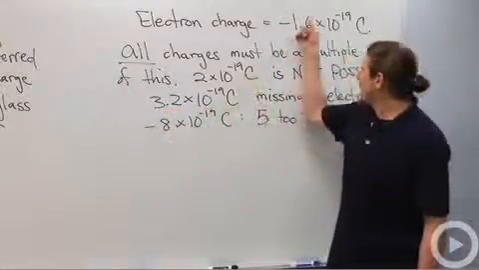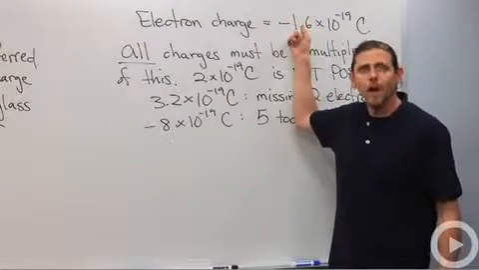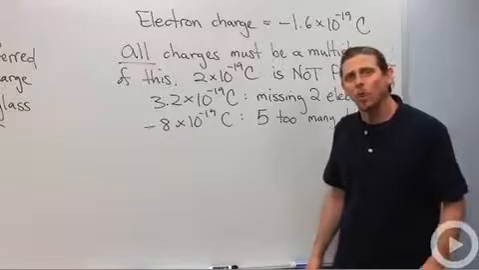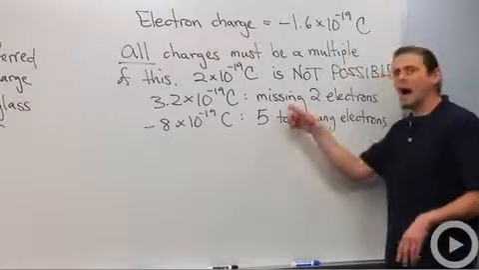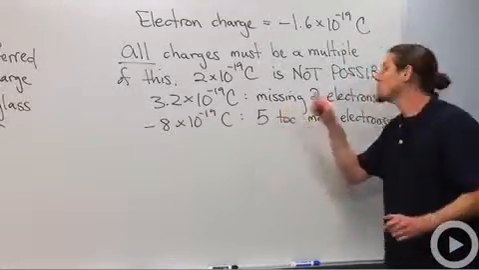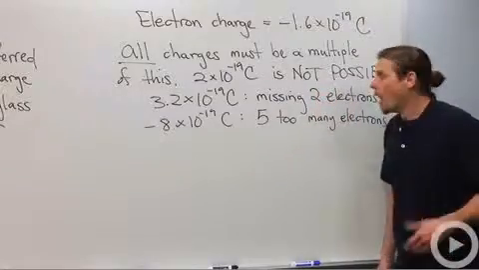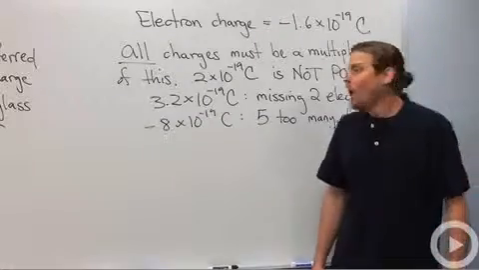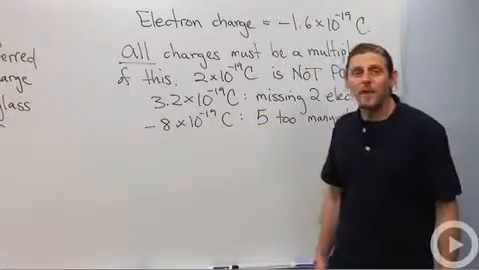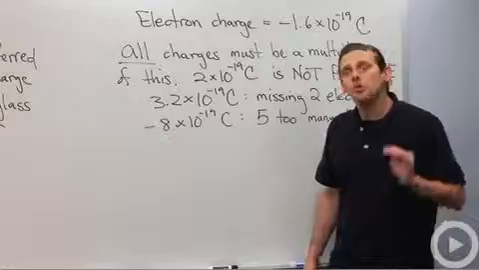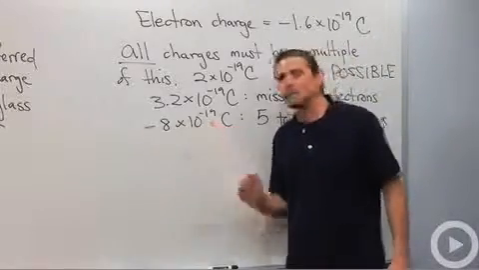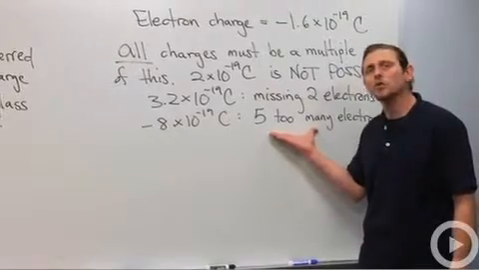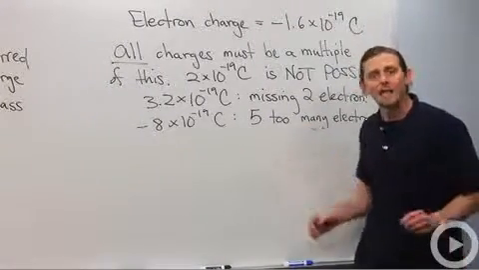What about 3.2 times 10 to the minus 19 coulombs? Well, that's just 2 times this with a negative sign. So that means that 3.2 times 10 to the minus 19 coulombs is associated with an object that is missing 2 electrons. All right, what about negative 8 times 10 to the minus 19 coulombs? Well, 8 is 5 times 1.6. So that means that if I've got negative 8 times 10 to the minus 19 coulombs, I've got 5 electrons too many. So that's the idea.